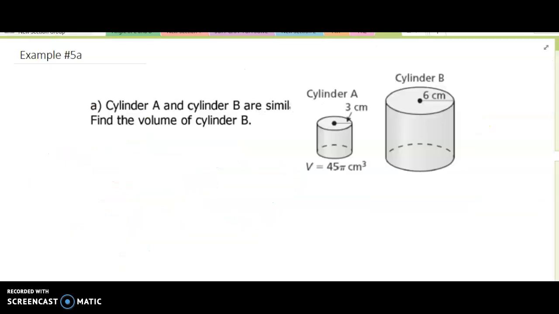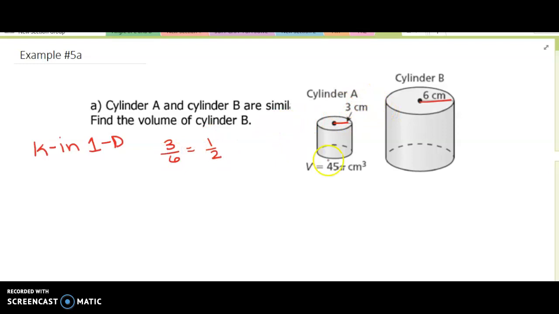All right, let's look at example 5a. It says these two are similar. Okay, find the volume of cylinder B. Now we've done this for similar figures before, but we did it with area, not volume. Okay, so the first thing I want to do is find the scale factor in one dimension. Okay, so when we're flat, so it would be 3 to 6. So the scale factor on a dimension is 3 to 6 or 1 to 2.